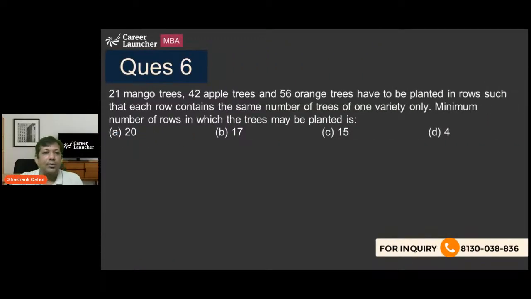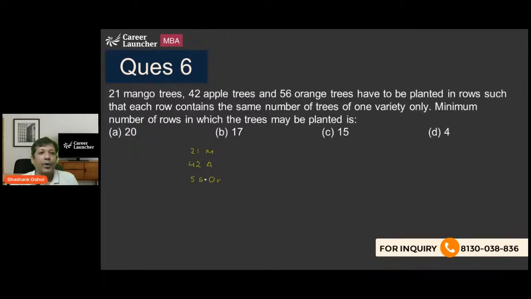So what is the answer? There are 21 mango trees, 42 apple trees, and 56 orange trees. You are right. And what you are doing, you are planting. Yes, so that's what I'm talking about. That was a very common error in these kind of questions. So language should be read very carefully.